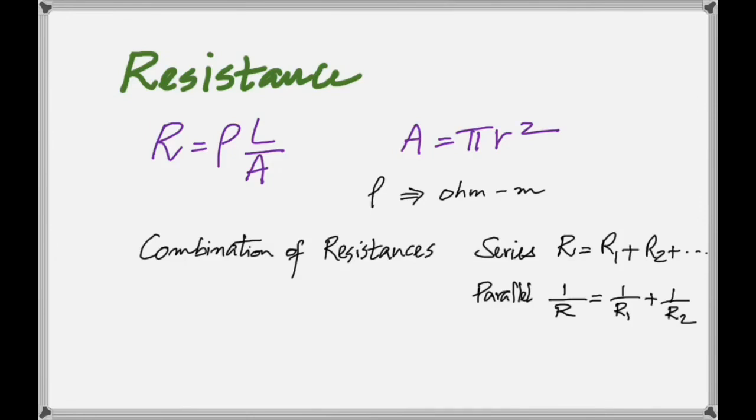So once again, you made a mistake there. Because when the length is doubled, the area of cross-section will become half. So that will double the resistance. This will also double the resistance. So the resistance becomes 4 times.